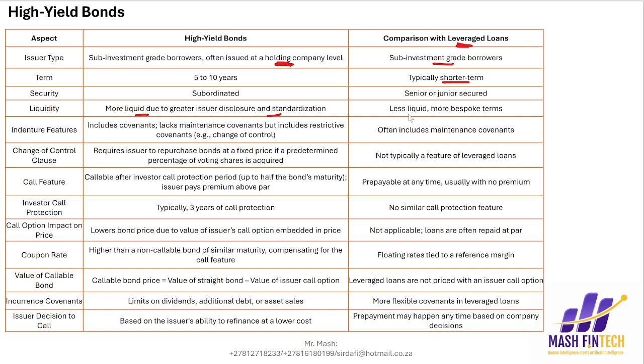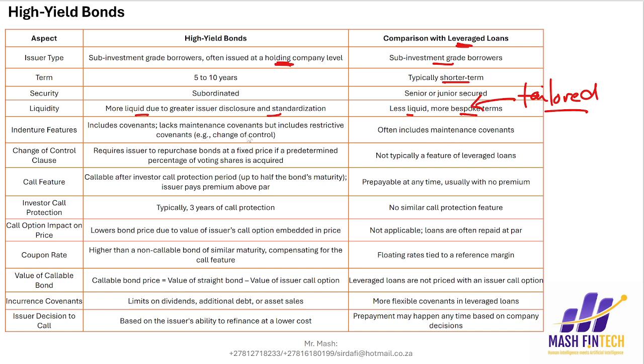Leveraged loans are less liquid and they are more bespoke, which means they are more tailor-made. These are going to be highly tailored in terms of their covenants and other terms of the loans, but the high yield ones are going to be standardized. So these are tailored, just in case you don't use this word often like me. They're tailored and they are going to be unique.